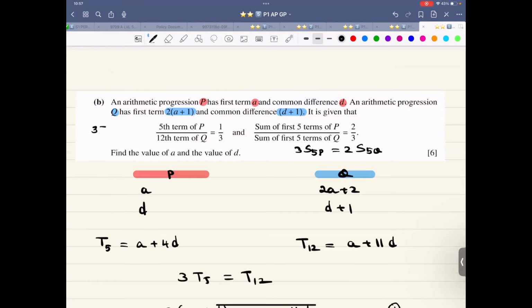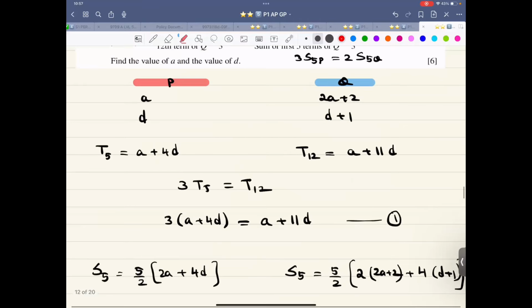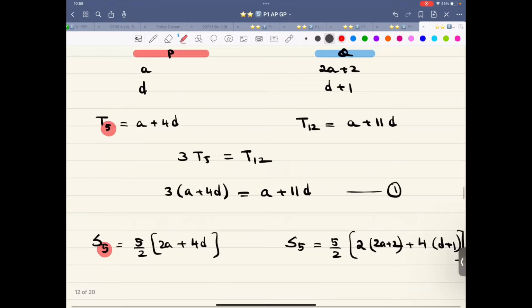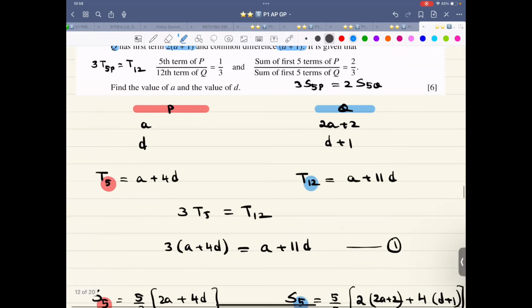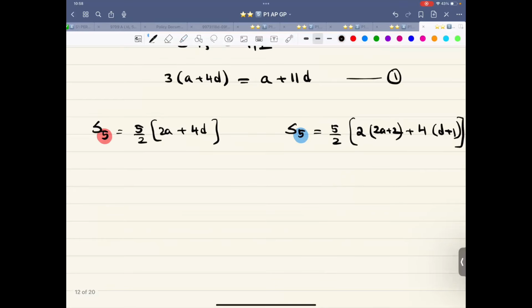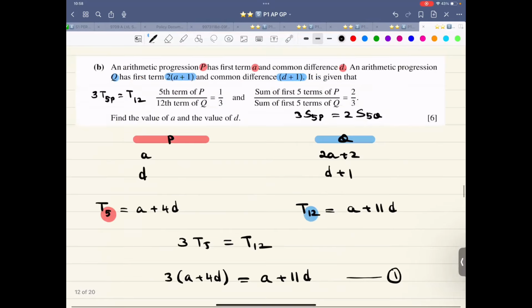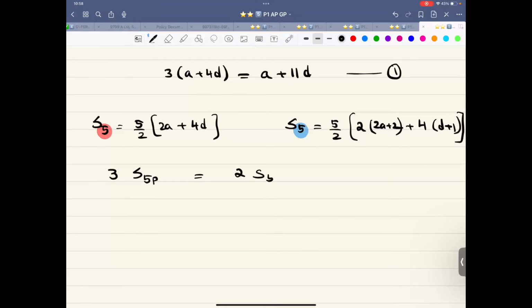Let me just color code it so that there is no mistake. So this is the sum of 5, and this is the sum of 5. Okay, so now 3 times the sum of 5 terms of P is equal to 2 times the sum of 5 terms of Q.